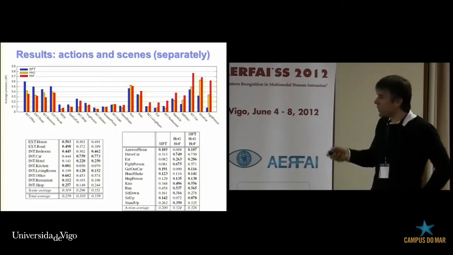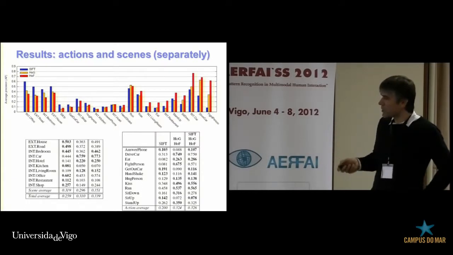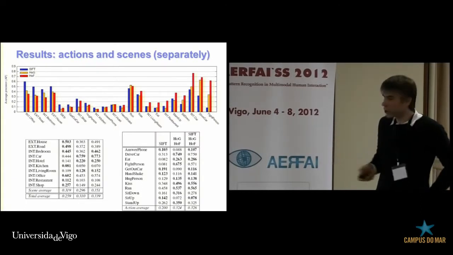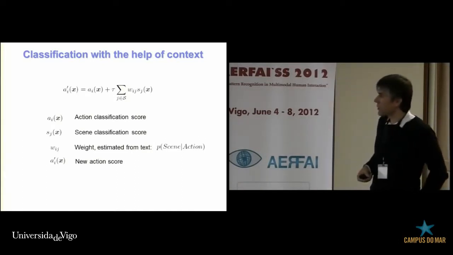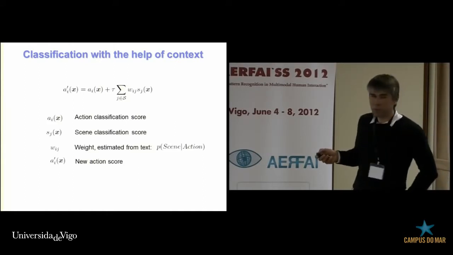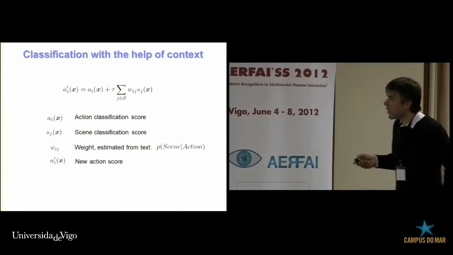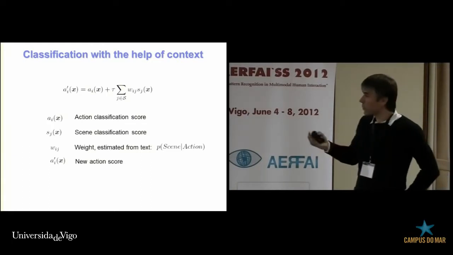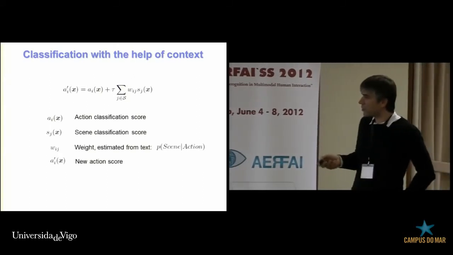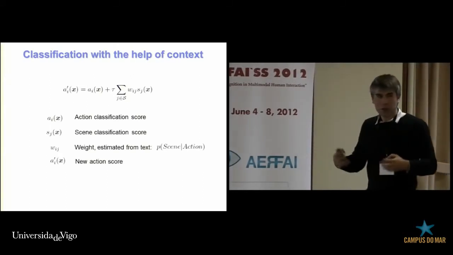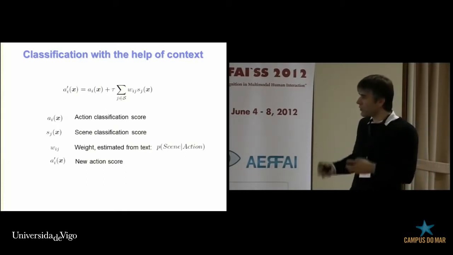Now the next experiment is to use scenes to improve action recognition. The model here is quite simple. It's a linear perceptron kind of model. We have scores which we obtain from the scene classifier and scores which we obtain from the action classifier. The W's are the posterior probabilities of a scene given an action. This is sort of our glue, how to glue together the action classifiers and scene classifiers.